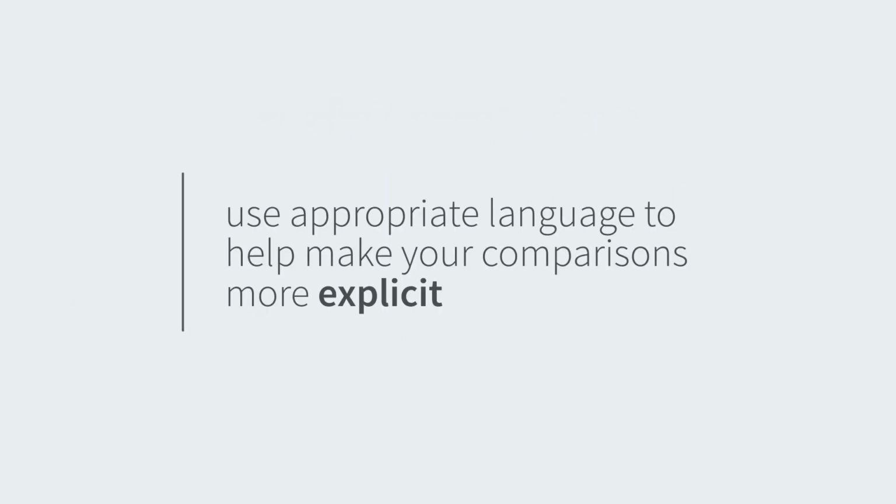So we should always try to use appropriate language to make sure that our comparisons are explicit. Make it as explicit as you can to the reader that this is what you are trying to say. Don't just give them two numbers and let them try to work out for themselves that one number is higher than the other. Tell them this number is higher than that number.